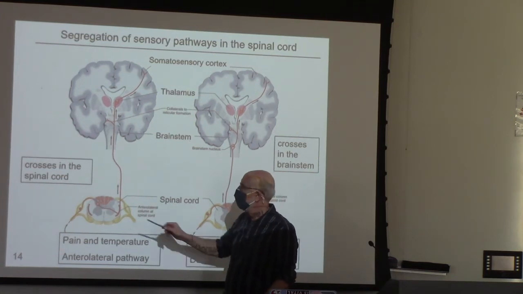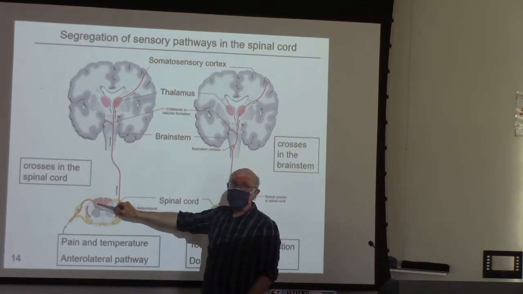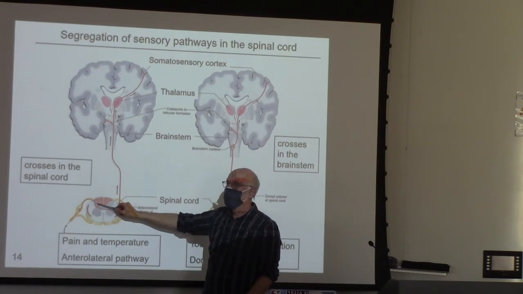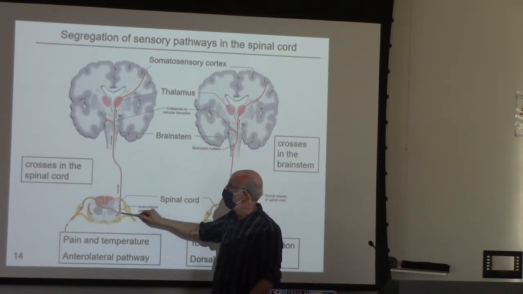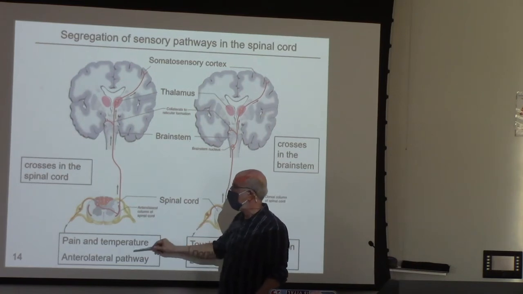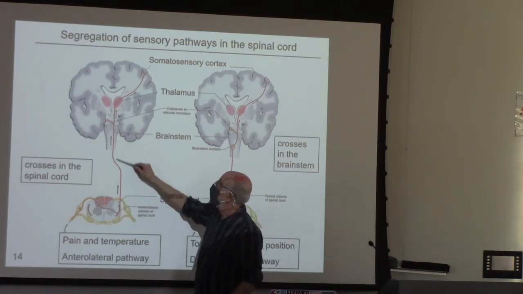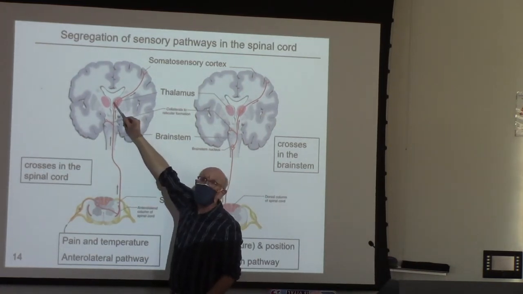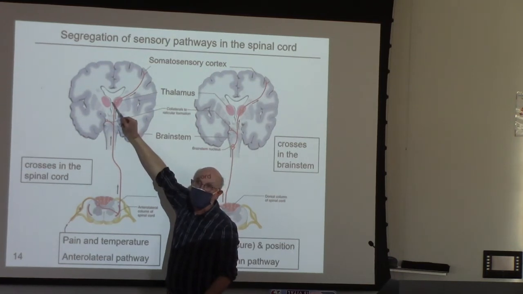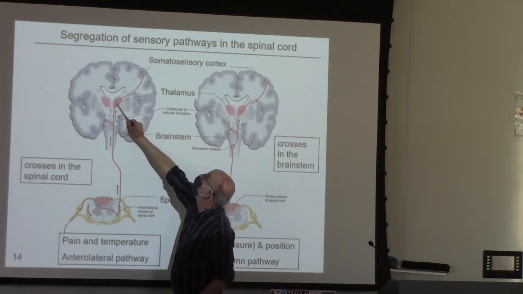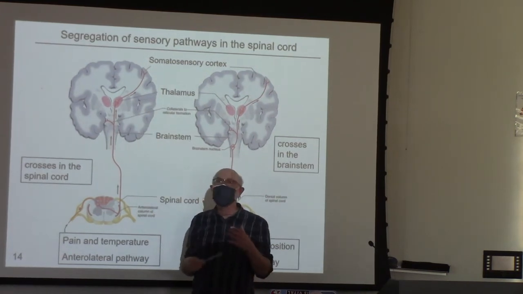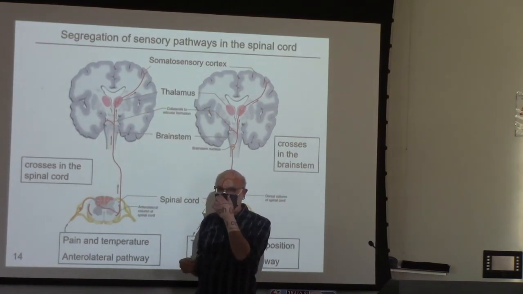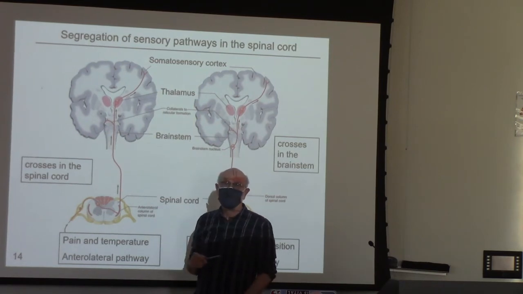Key concept. First synapse in the dorsal horn, crosses over right there. Second neuron, axon in the anterolateral column, where it makes a synapse in the thalamus. The thalamus is going to be a processing and relay station for all sensation, not just for somatosensation.